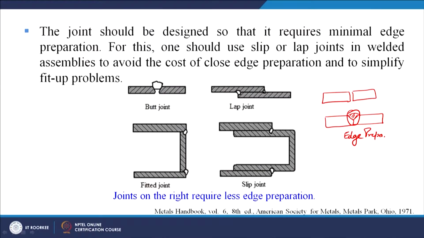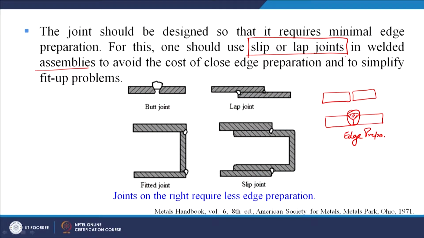So the joint should be designed so that it requires minimum edge preparation. We must try to avoid this edge preparation, because it adds another process to the overall welding cycle. So the joint should be designed in order to avoid or minimize the edge preparation. For this, one should use slip or lap joints in welded assemblies to avoid the cost of close edge preparation and to simplify the fit up problems. If we are using these two types of joint, slip or lap joints, we can avoid the cost of edge preparation, which is advisable, and it will simplify the fit up problem.